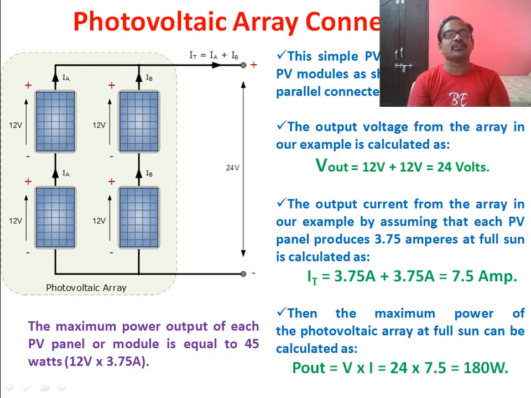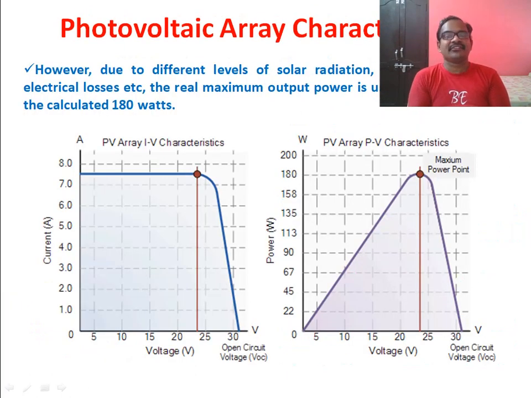So what is the total power, or the maximum power, that will be delivered by this array? Total voltage into total current. So 24 volts is the total voltage and 7.5 amperes is the total current. If you multiply these two, you will get 180 watts as the maximum power that you can draw from this PV array. The next important thing is the PV array characteristics.